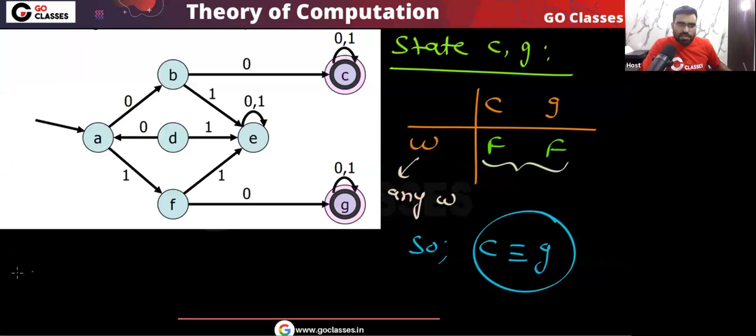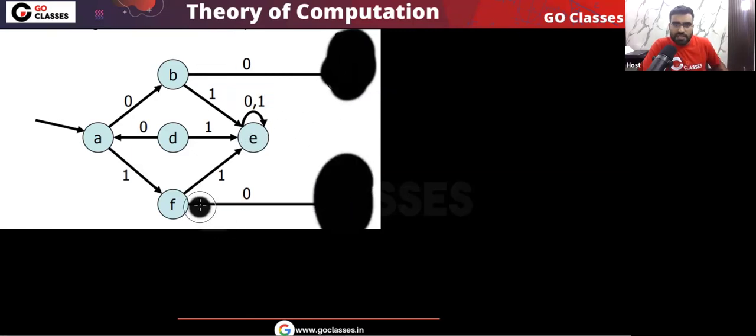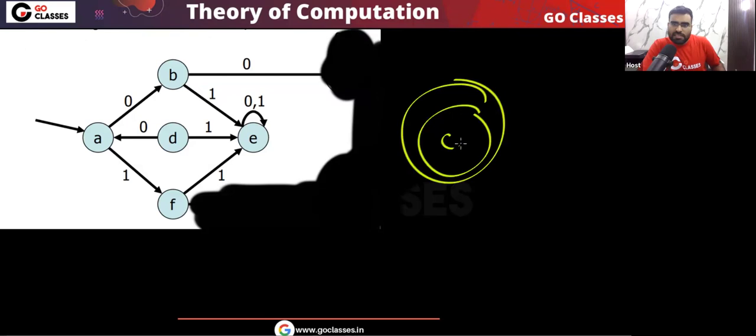So remember, here let me write it. Since state C comma G are equivalent, we can merge state C comma G and we can make a single state. It will be like this. We can remove this and basically make a single state. So a single state, I can call it CG.